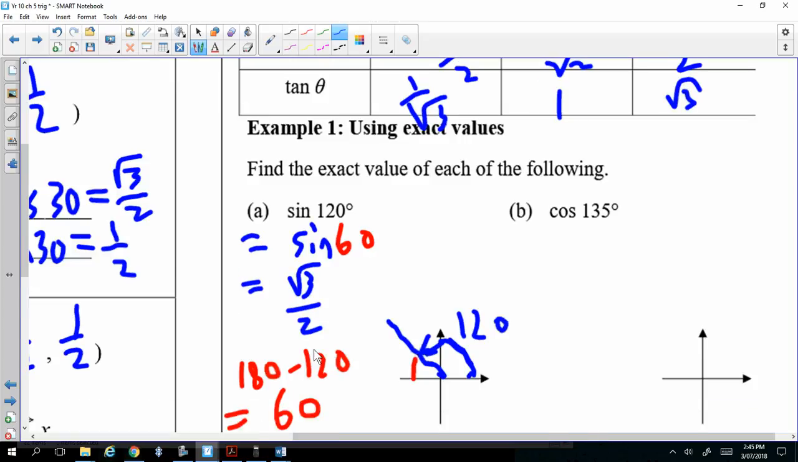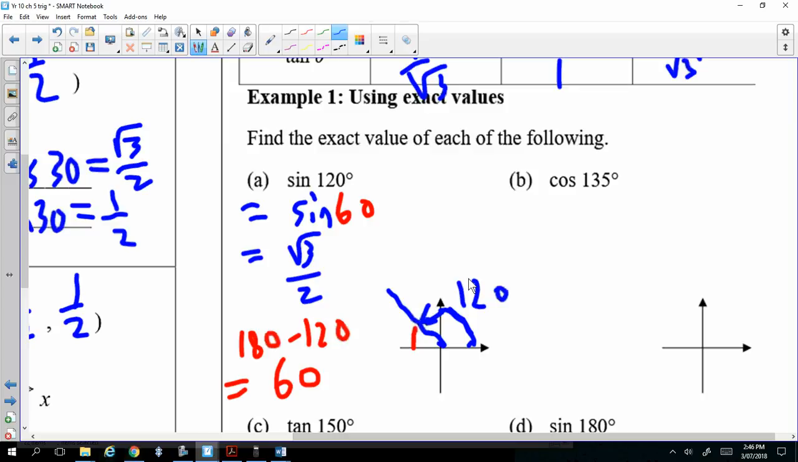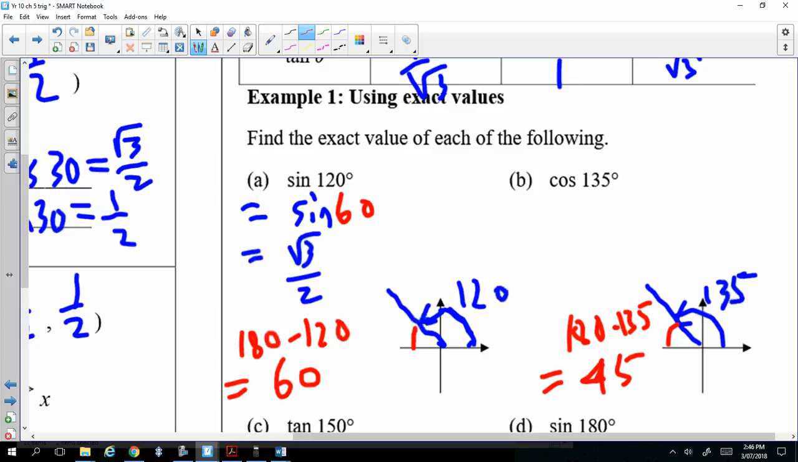135. Draw 135. And then calculate this angle, the acute angle there. So you do 180 minus 135, which is 45. Okay, 45. So you get cos 45. But remember, cos is going to be negative. See, sine is still positive, but cos is going to be negative. Now, what's cos 45? 1 over root 2. So you get negative 1 over root 2.